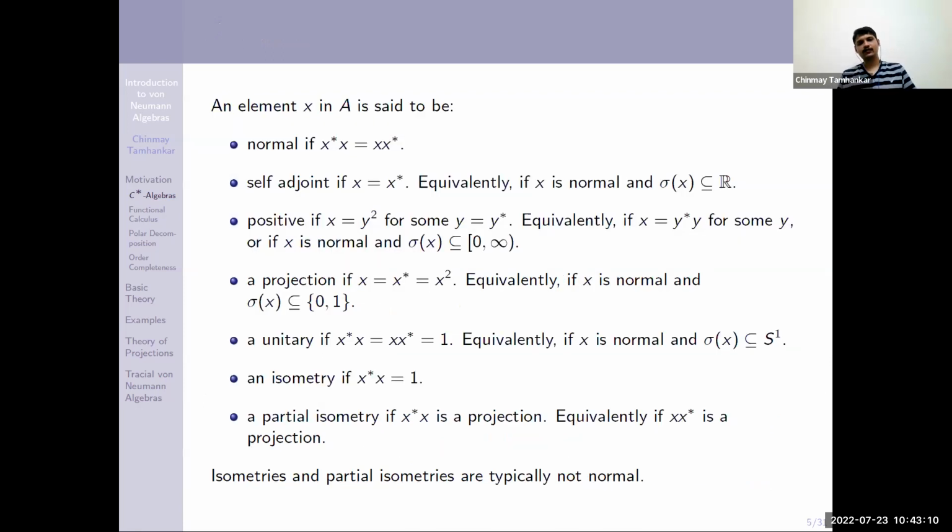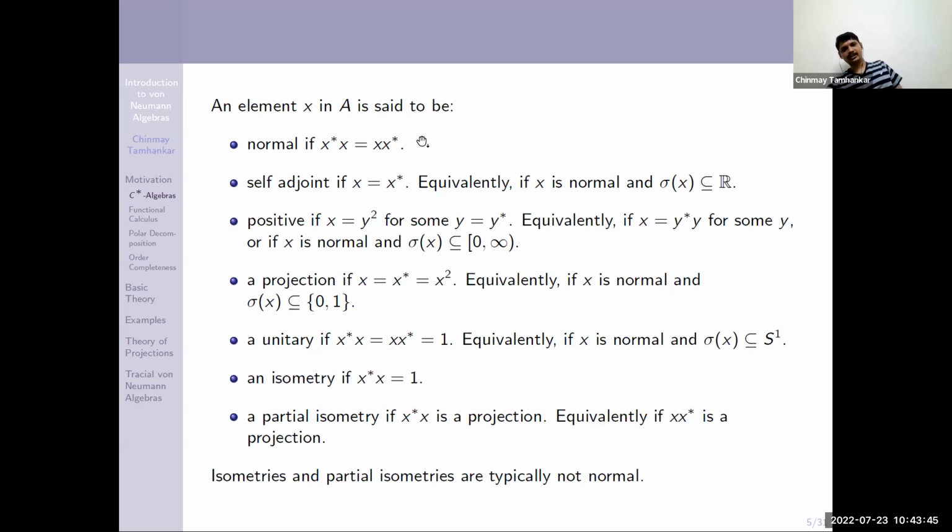And now here's some information about the properties of elements in a C-star algebra. An element is said to be normal if x star x is equal to x x star, so it commutes with its adjoint. This x star is called the adjoint of x. It's called self-adjoint, of course, if x is equal to its adjoint. Equivalently, x is self-adjoint if and only if it is normal and its spectrum lies in the real line.